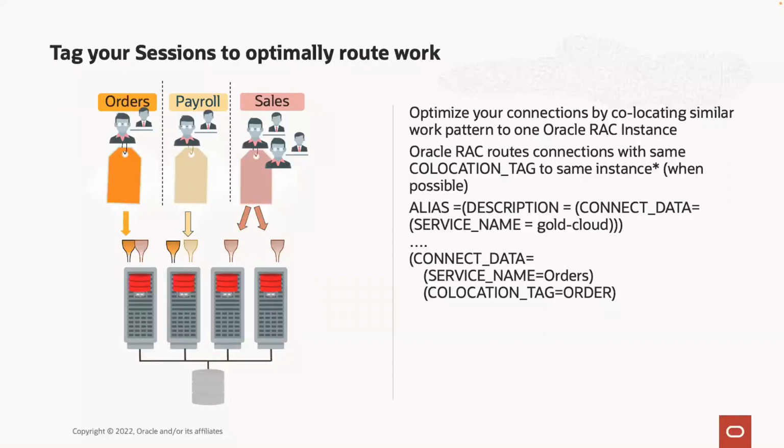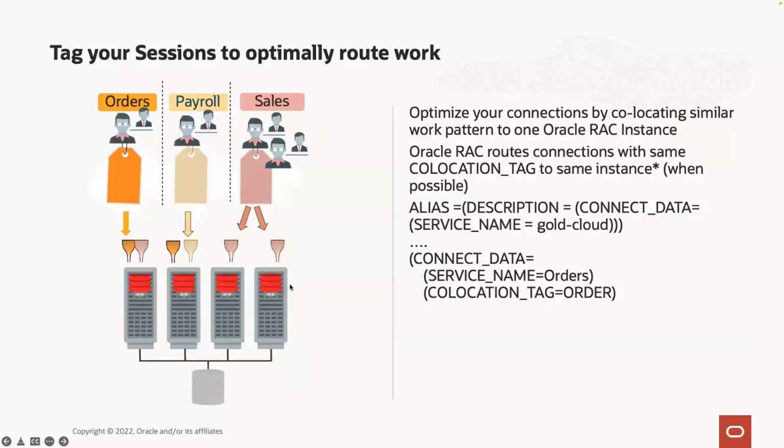In this case, you can add to your connect string something called co-location tag. So if you say co-location tag is order, co-location tag is sales, co-location tag is sales_EMEA, what would happen is all this workload will be routed. So even though we have a choice of sending it to 1 and 2, and assuming that the load on 1 and 2, or in this case instance 3 and 4, is the same, then using the co-location tag, we will try to send all the work to either 3 or 4.